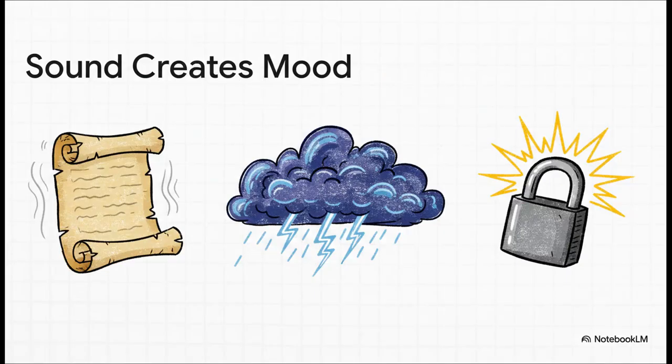And this is why it all matters. The right sound word does so much more than just describe a noise. It creates a mood. The parchment crinkled doesn't just tell us what happened. It makes us feel the age, the fragility of it. Thunder grumbled. That creates a sense of foreboding, of unease. And a sharp click? Wow, that can create incredible tension and a sense of finality. This is how you go from just writing a story to making your reader truly feel it.